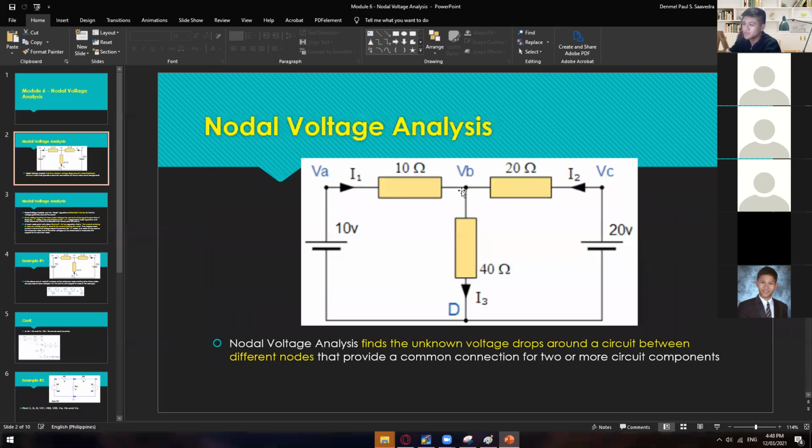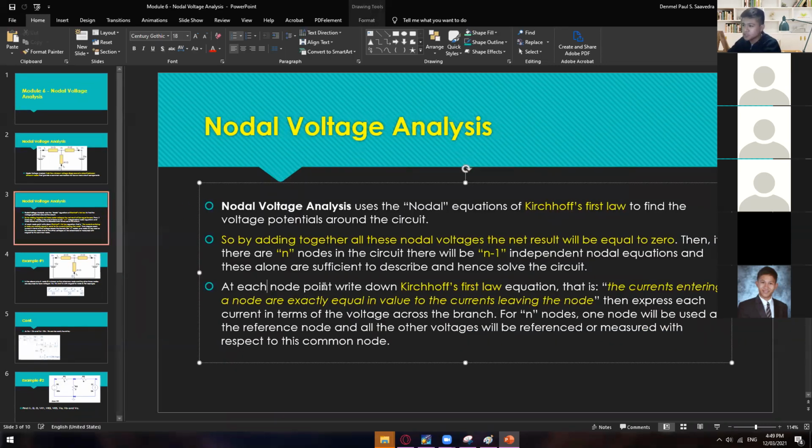When I say super node, it is the node that is connected with most of our components. In here, our super node is VB. At each node point, write down the Kirchhoff's first law equation. That's the minimum requirement, so you must have the KCL. The currents entering a node are exactly equal in value to the currents leaving the node. If you still weren't able to understand this, I advise you to go back to the PDF of Kirchhoff's law.